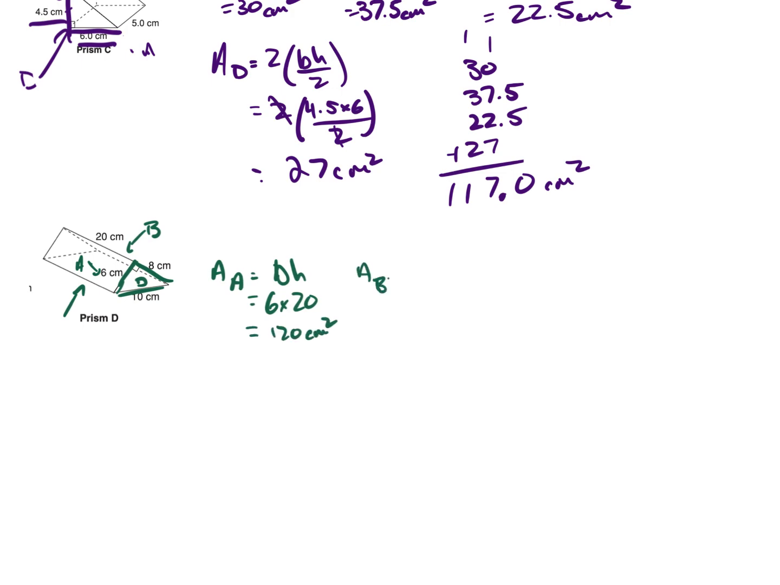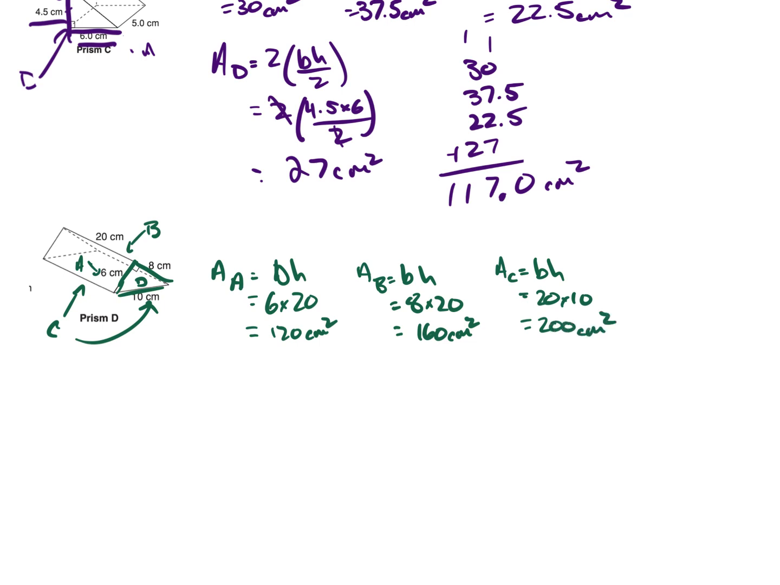Area of B, base times height. This time it's 8 and 20 are my dimensions, so that's 160 centimeters squared. Area of C is base times height. I said the bottom was C, so that's going to be this 10 centimeters. So 20 times 10 is 200 centimeters squared. All right, so just to go back to my triangle for a second, the two lines that make a perpendicular line or a right angle are 6 centimeters and 8 centimeters.